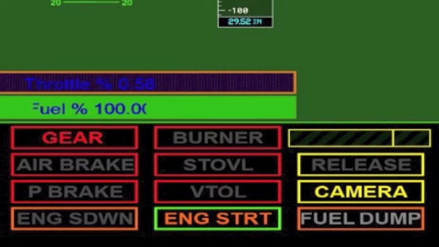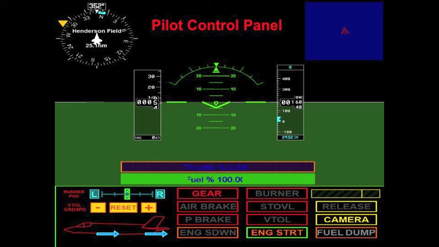Then directly below that is the fuel dump. When this is illuminated yellow or orange, it'll be engaged, and you'll see your fuel percentage start to drop. That's how you will dump fuel to be less than 50% so you can enter into VTOL mode. These are all of the pertinent controls on the pilot control panel that will successfully help you execute your mission.